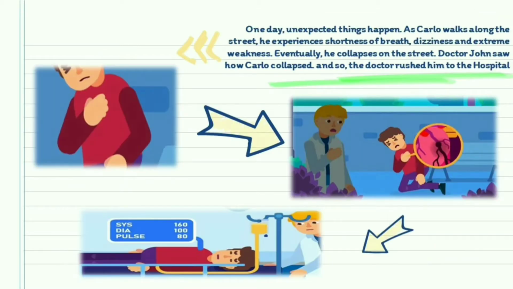One day, unexpected things happen. As Carlo walks along the street, he experiences shortness of breath, dizziness, and extreme weakness. Eventually, he collapsed on the street. Dr. John saw how Carlo collapsed, and so the doctor rushed him to the hospital.